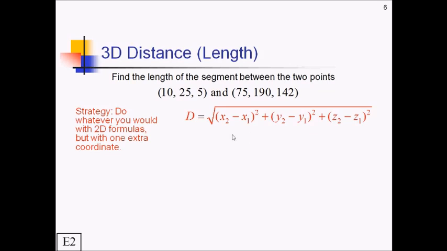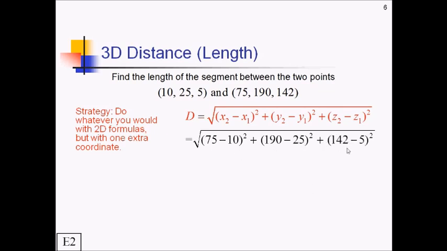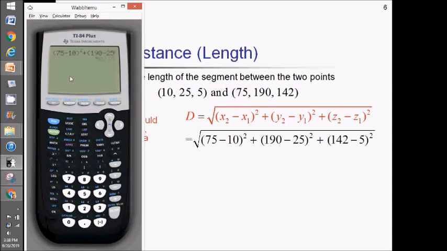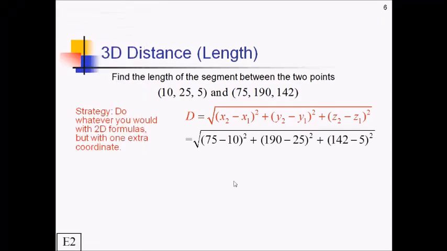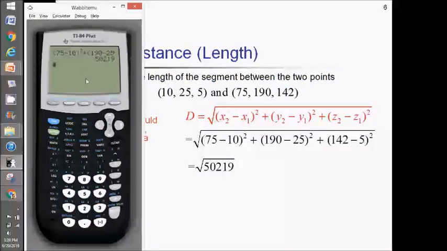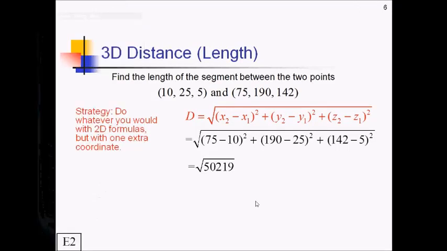All right, so for the x's, we've got 75 minus 10, and we're squaring that. For y's, we have 190 minus 25, and for the z's, 142 minus 5. Let's plug all that stuff inside the radical in the calculator now. And if we do that, it looks like everything in there is coming out to 50,219 under that square root. Let's just go back now and square root that number. I'll just go up here and grab that input. So about 224 feet, which is within Lucky's range.